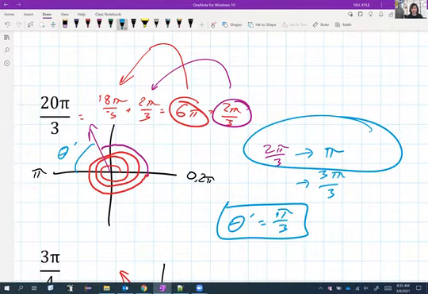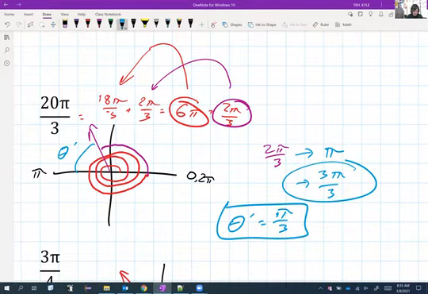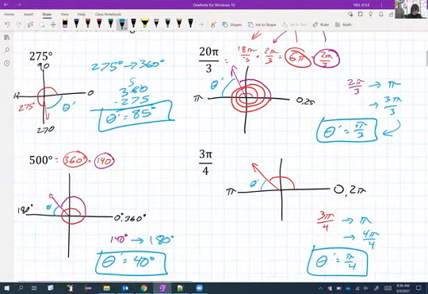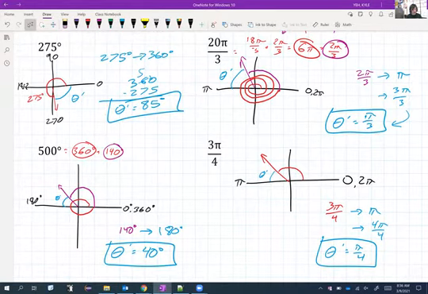It's a coterminal angle. I'm trying to get to pi. Pi could also be written as 3 pi over 3. So how do I get from 2 pi over 3 to 3 pi over 3, excuse me? I go 1 pi over 3. That'll be my theta prime. That'll carry me all the way to pi from that leftover 2 pi over 3 I had after my circles. The other two, if those two make sense, the top two, the other two should come pretty nicely.